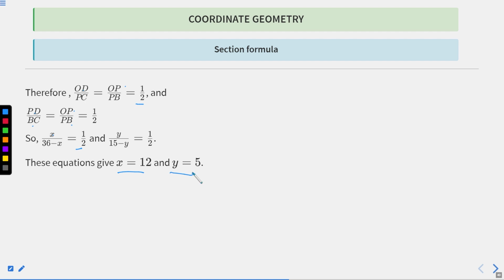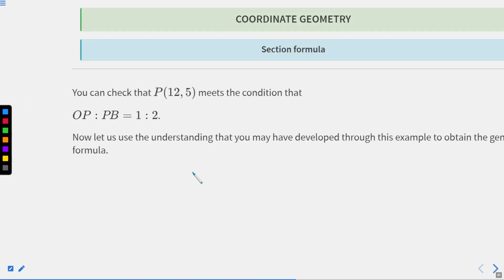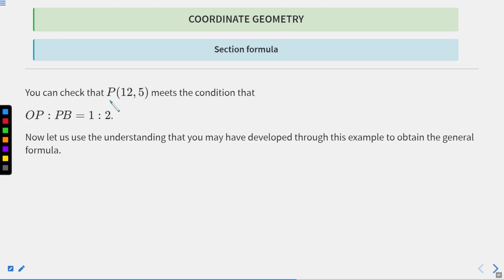Okay, so you can easily solve these two equations, and from these you will get the value of x is equal to 12 and y is equal to 5. Okay, so the coordinates of P are 12, 5. So you can check that P(12, 5) meets the condition that OP is to PB is equal to 1:2. Okay, and now let us use the understanding that you may have developed through this example to obtain the general formula.